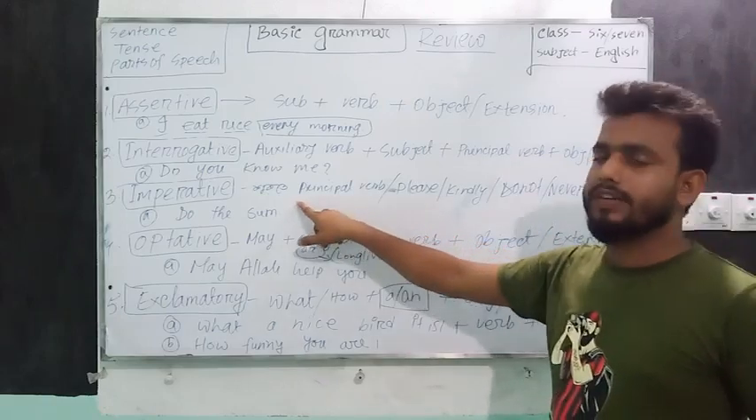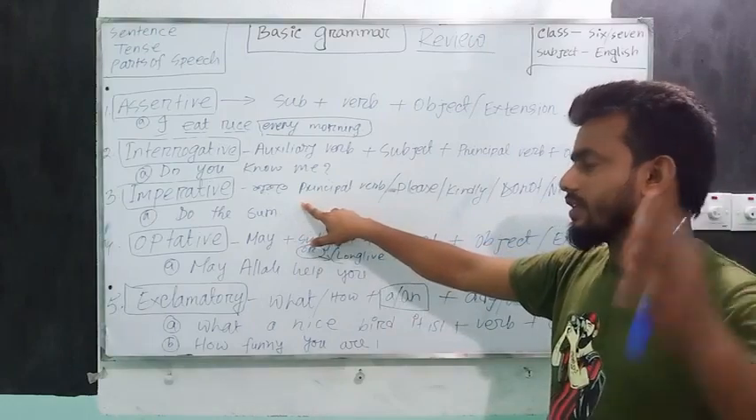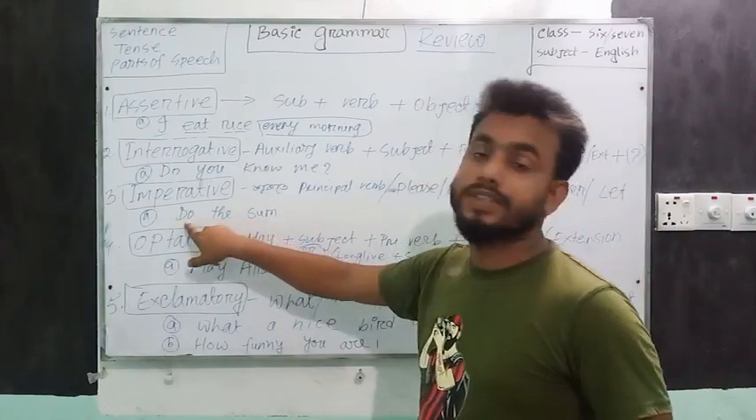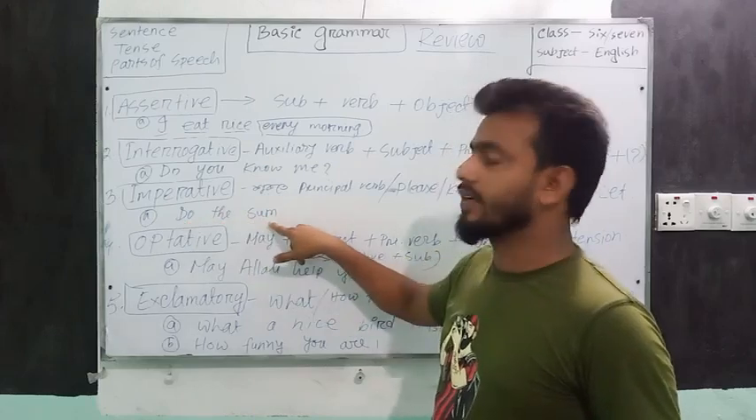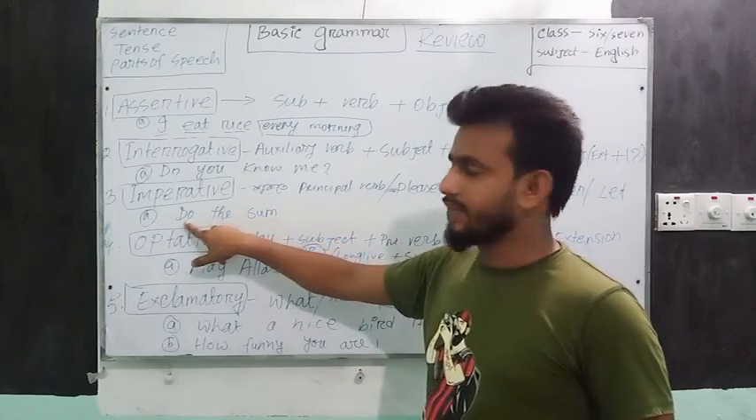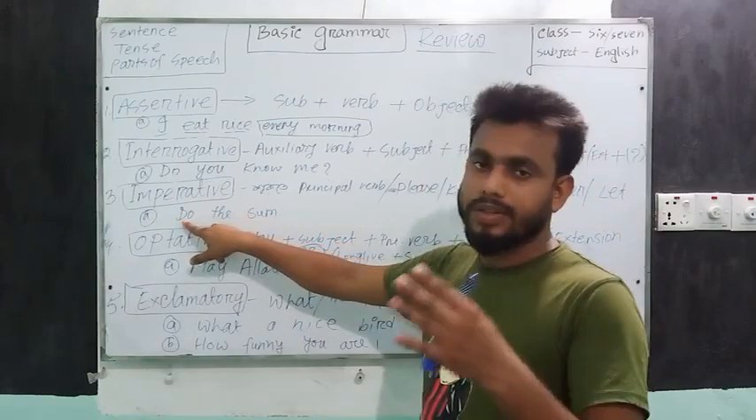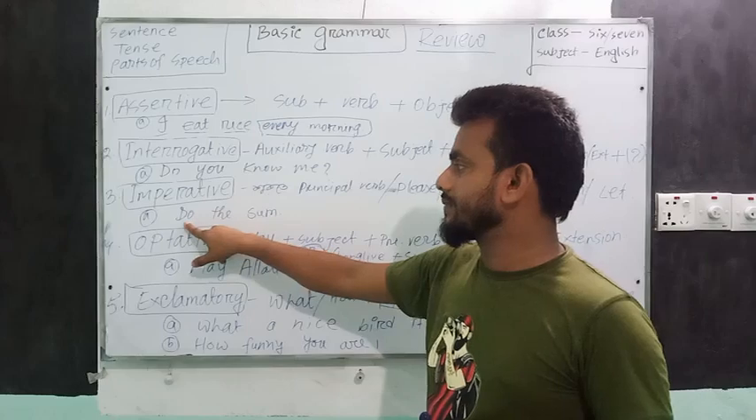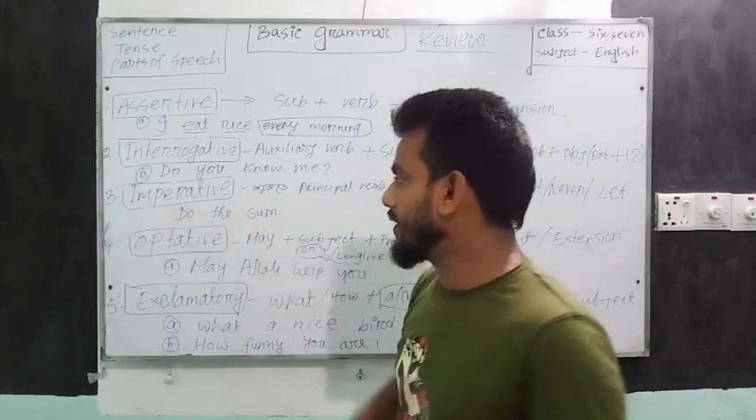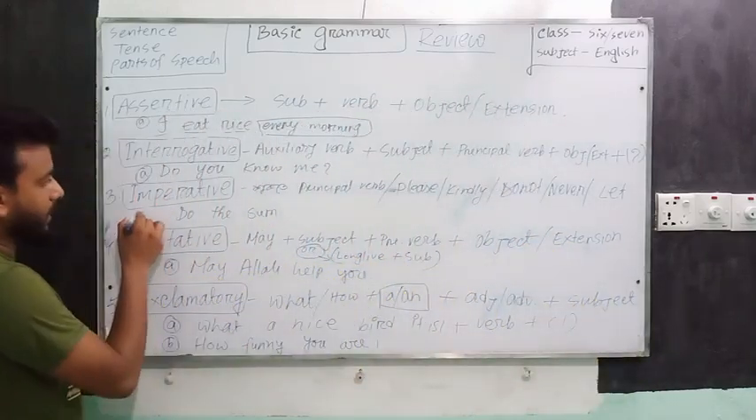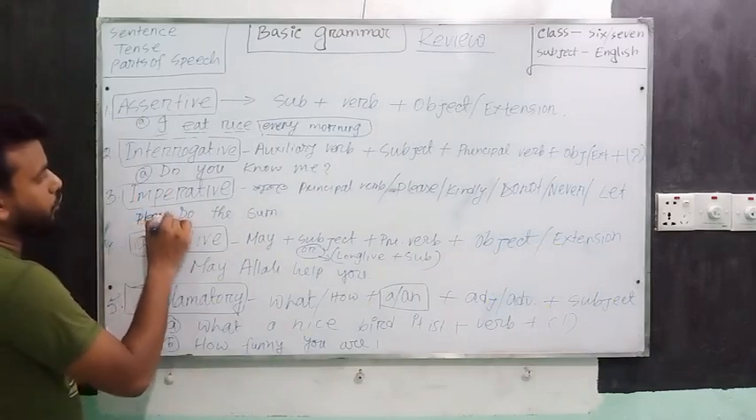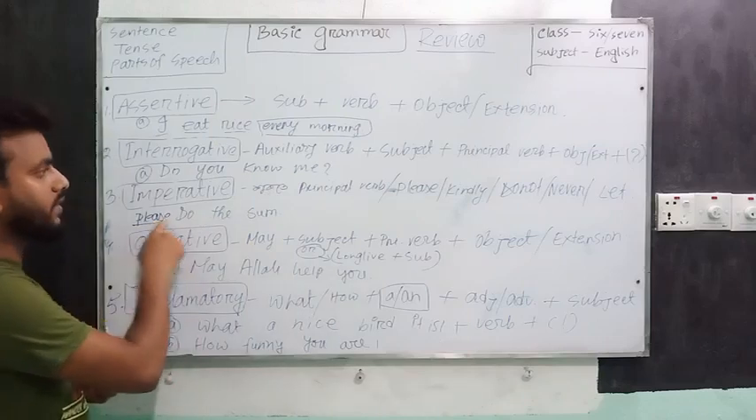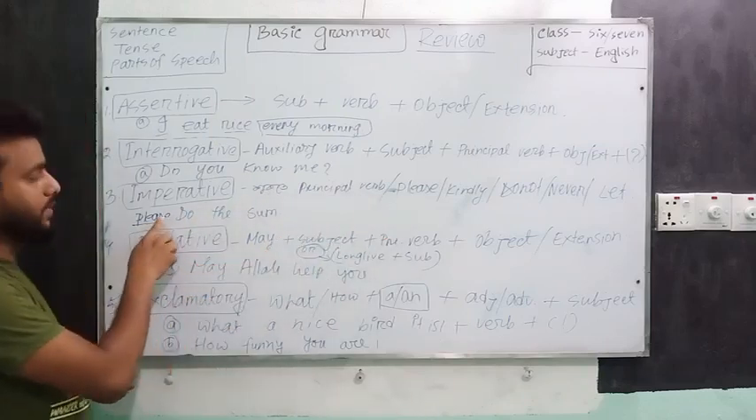Whatever you find at the first of the sentence, you can say that is the imperative sentence. Like do the sum. This is a principal verb, and these are a noun. As usual, this is a principal verb. The main verb is at the first of the sentence. That's why this is an imperative sentence. Okay. If I write down here, please do the sum. So please is at the first of the sentence, that's why it's an imperative sentence.